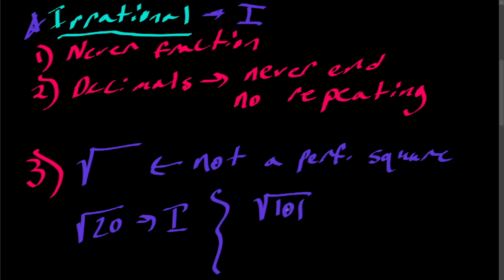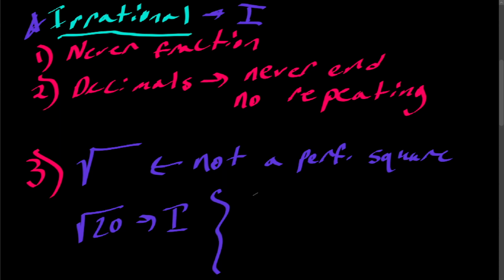101 is not a perfect square. You can't multiply the same number twice to get 101, so automatically that's irrational. Okay, so that's an easy trick to know if a square root is irrational. I'll show you one that is actually not irrational.